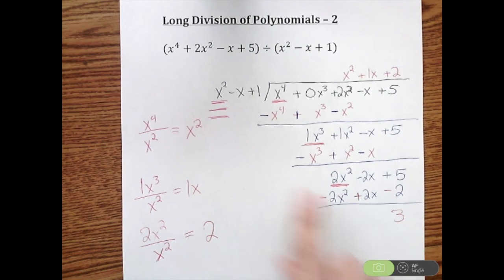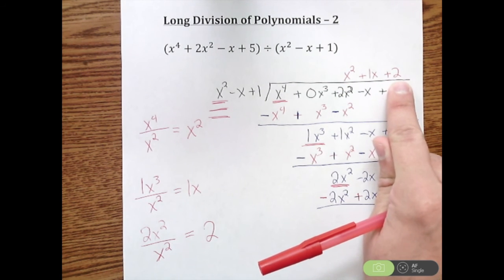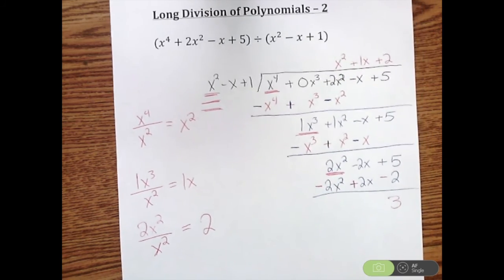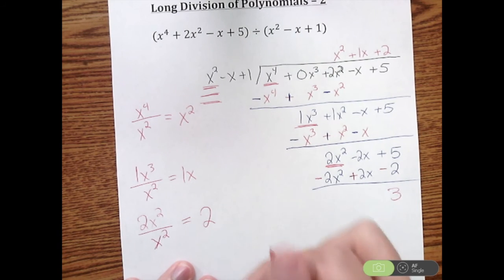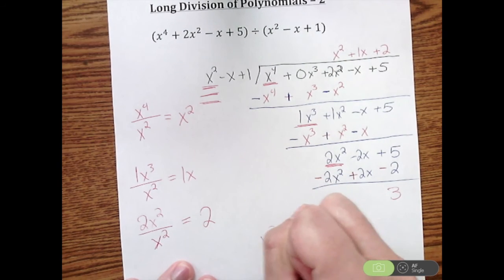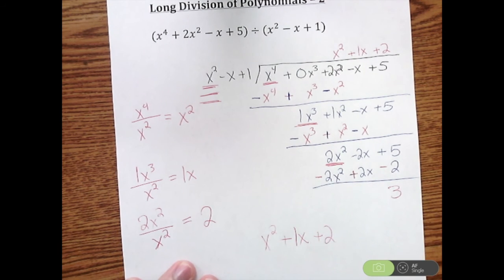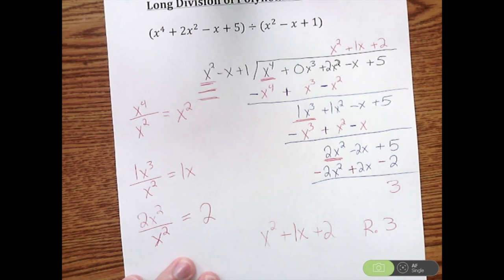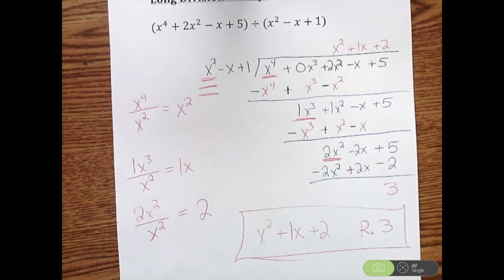Now we could try and divide again. Another way that you'll know you're done is I went from x squared to x, and now I'm down to my constant. Once you get down to your constant up here in your answer, that's also a sign that you know you're done. So this is actually going to be my remainder. So my answer here is going to be x squared plus 1x plus 2 with a remainder of 3. That would be my answer for this division problem.